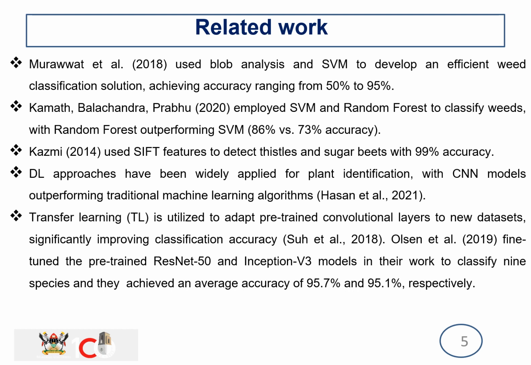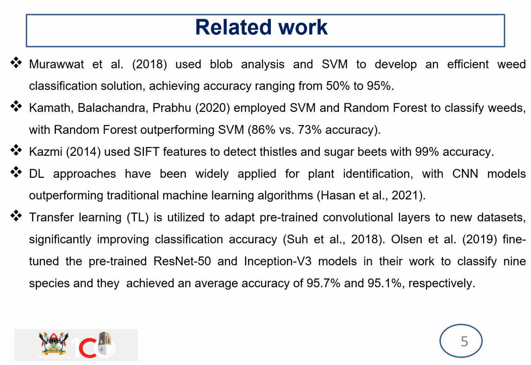Deep learning approaches have also been utilized widely for plant identification, with CNNs outperforming traditional machine learning algorithms. That is one study by Hassan and a group in 2021. Transfer learning has also come into play, where this project adopts pre-trained convolutional layers for new data sets, significantly improving classification accuracy. That is one study by SAR in 2018 with a group.